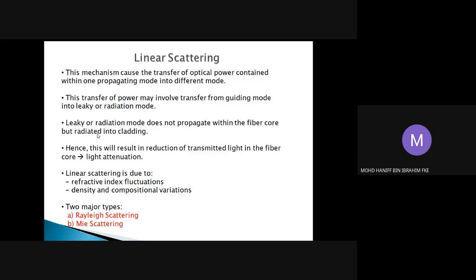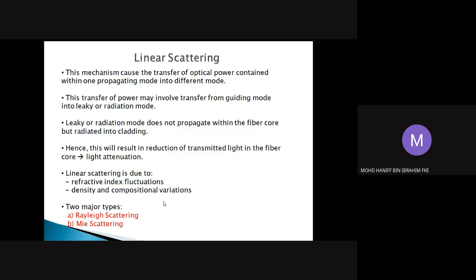Okay, so I put it here also. You need to understand that leaky or radiation mode will then propagate, or be radiated, in the cladding. So this will affect the attenuation of light. Linear scattering is due to two main causes. The first one is refractive index fluctuations. What is meant by refractive index fluctuations? Imagine that in a core, we know that for a glass, the index is about 1.45 something. Somehow, we know that we cannot get 100% pure material, so there should be changes in the value.